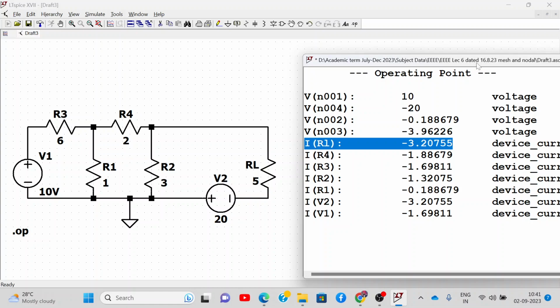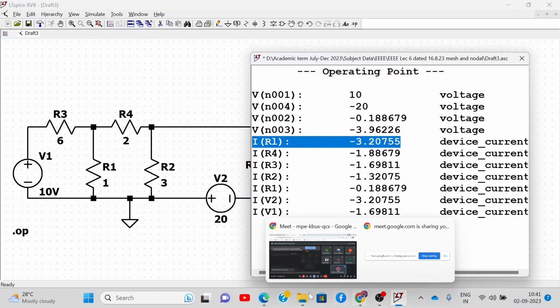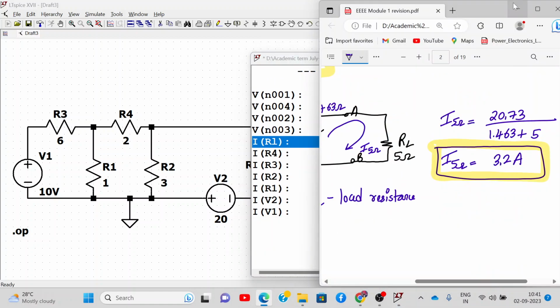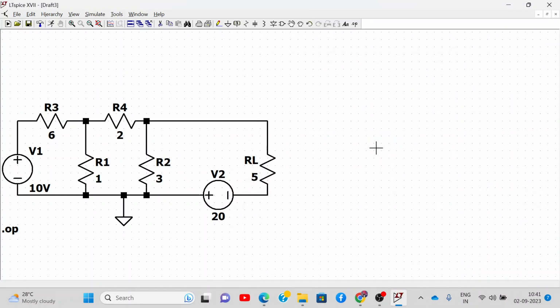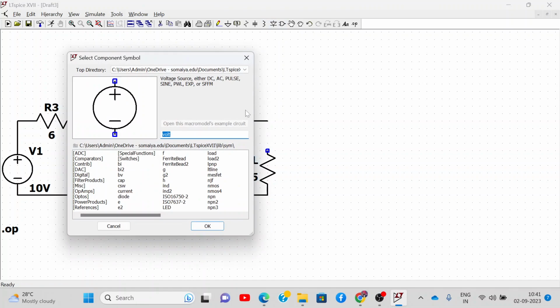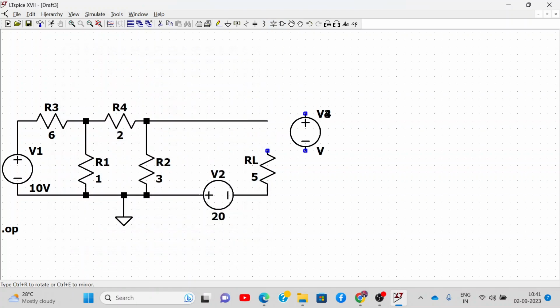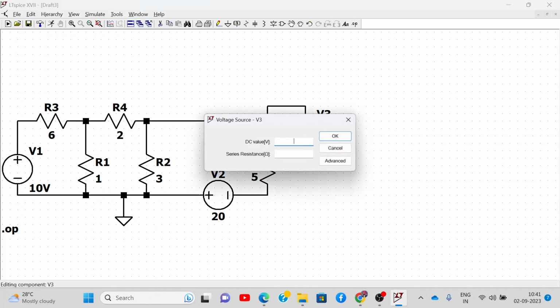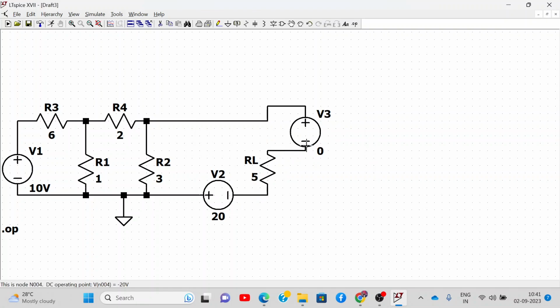Yes. And if you want this current to be positive, this is 3.2, and how much did we get? 3.2. All right, so it's matching. Now, if I want a positive current, I'll make a cut over here and add a zero voltage source. A zero voltage source will do you no harm, but it will act as a current meter. Give the value of the voltage source. If you add a 0 volt voltage source, it will not do anything, but the current flowing through this V3 will be the actual current flowing through RL.